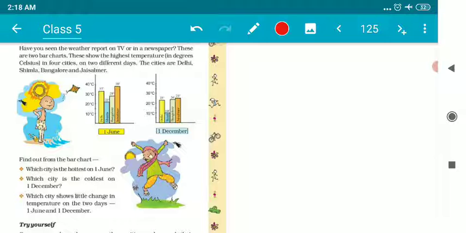Which city shows the least change in temperature on the two days, 1st June and 1st December? There are not any such changes in most. In which city, children, the least difference can be seen? Bangalore. Bangalore on 1st June is 28 degrees Celsius, and on 1st December it's around 24 degrees Celsius. So there is no such big difference actually. So the answer will be the city Bangalore.